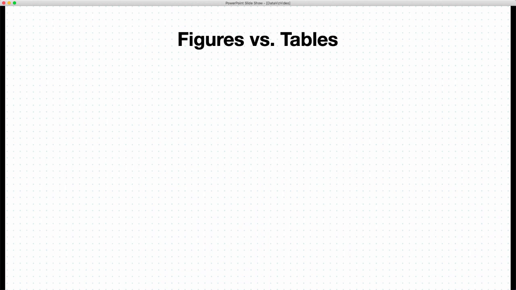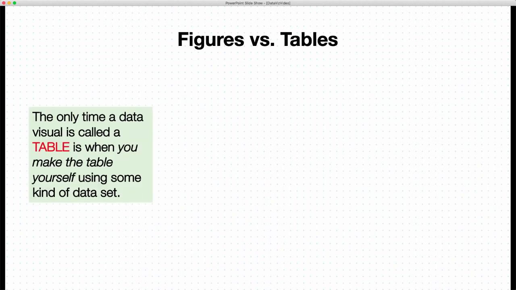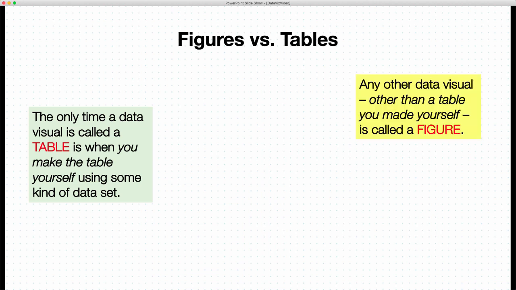Now, something that is always challenging is trying to figure out when is it a figure and when is it a table. So the only time a data visual is called a table is when you make the table yourself using some kind of data set. Any other data visual other than a table you made yourself is called a figure.